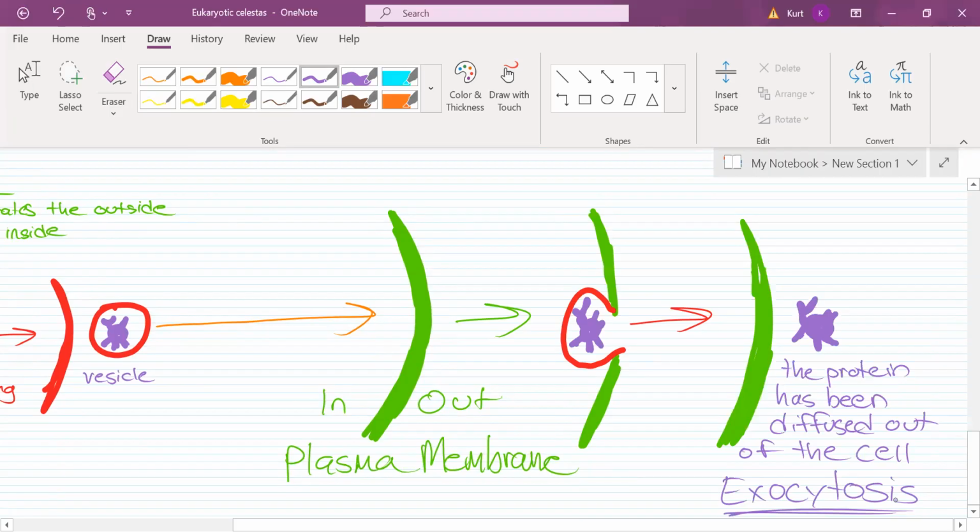What is the opposite of exocytosis? If you wanted to do endocytosis, you would do everything that we just did, except you would go in the opposite direction. You would start with the membrane, you would end with the ER. Yeah, sure.